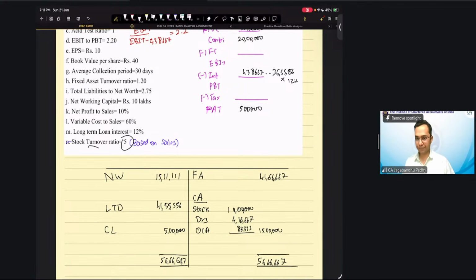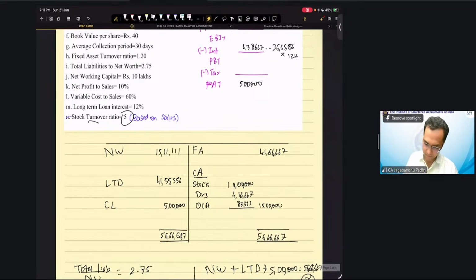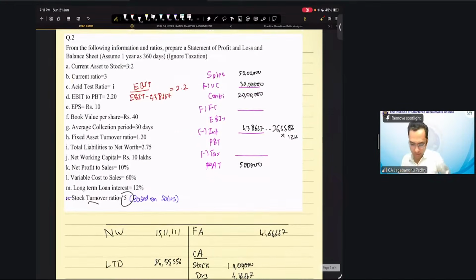No, long term debt is 36 lakh. My bad. So that gives us this answer. Now, of course, solving this will provide us with the EBIT answer.